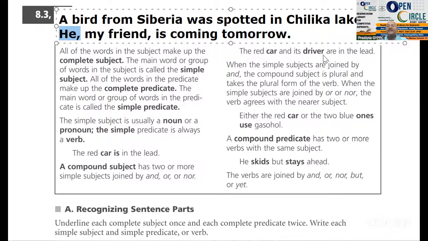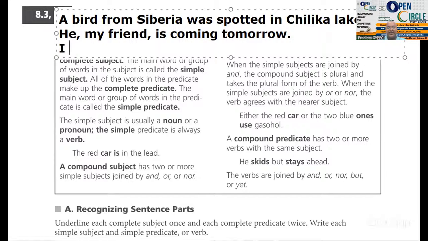The red car and its driver. This is a compound subject. What is a compound subject? When two subjects are joined together by and or nor. Clear? I or he will go. Swamprabha, what is the subject? It is what type of subject? Simple or compound or complete? Sir, it's complete. And also compound. Because there are two pronouns here, joined with or. Clear?